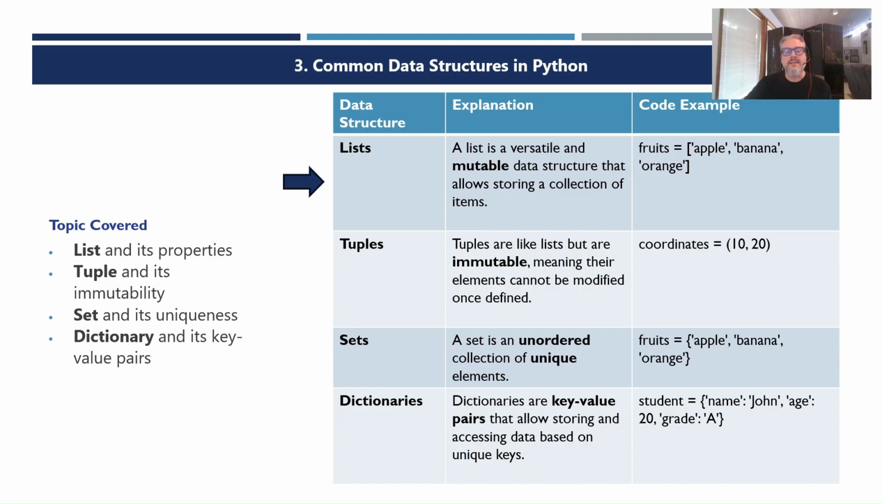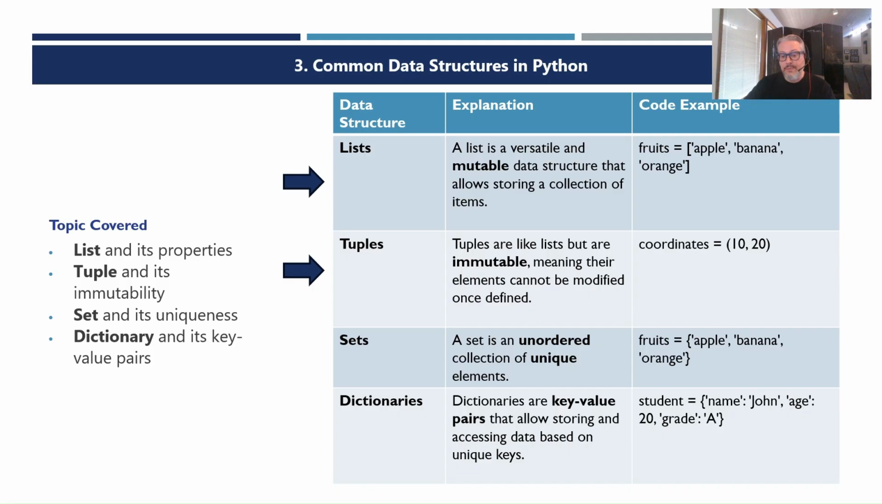A list is a versatile and mutable data structure that allows storing a collection of items. Lists are ordered and can contain elements of different data types. They're denoted by square brackets, and elements are separated by commas. Lists offer various methods for adding, removing, and manipulating elements, as well as indexing and slicing operations.